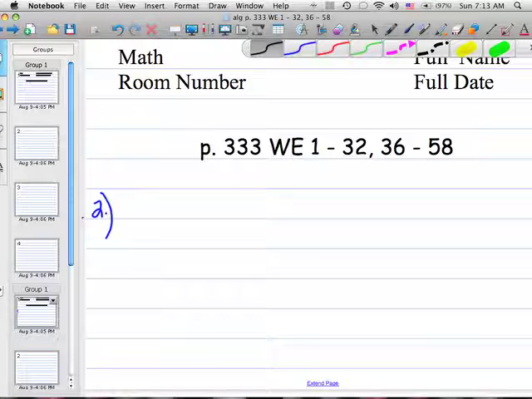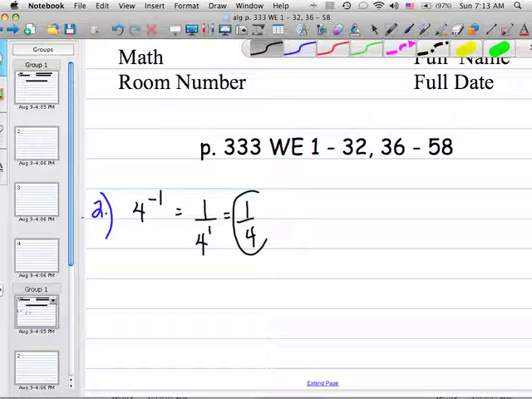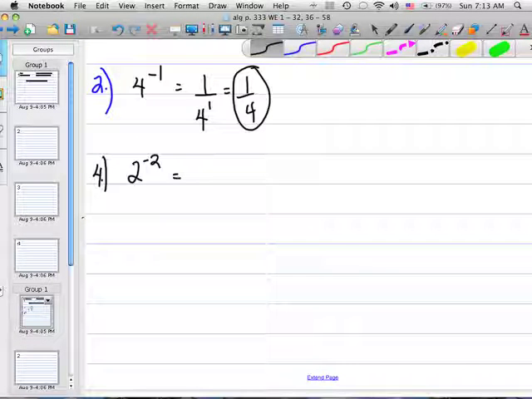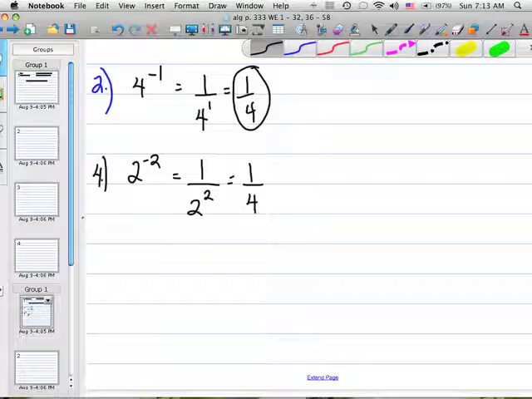We're to simplify. So write the original problem down as 4 to the negative 1 power. To make it a positive power, we put 1 over 4 to the first power, which is equal to 1/4. Problem number 4, we have 2 to the negative 2 power. Make it a positive power first, so it'd be 1 over 2 to the second, and then work it out. 2 to the second power is 4, so 1/4.